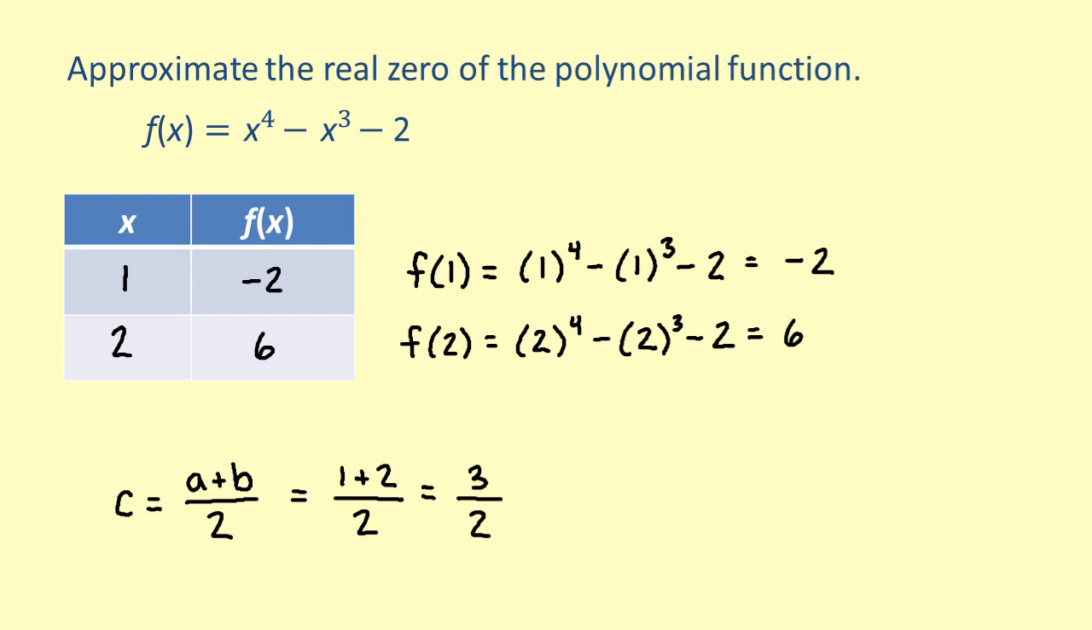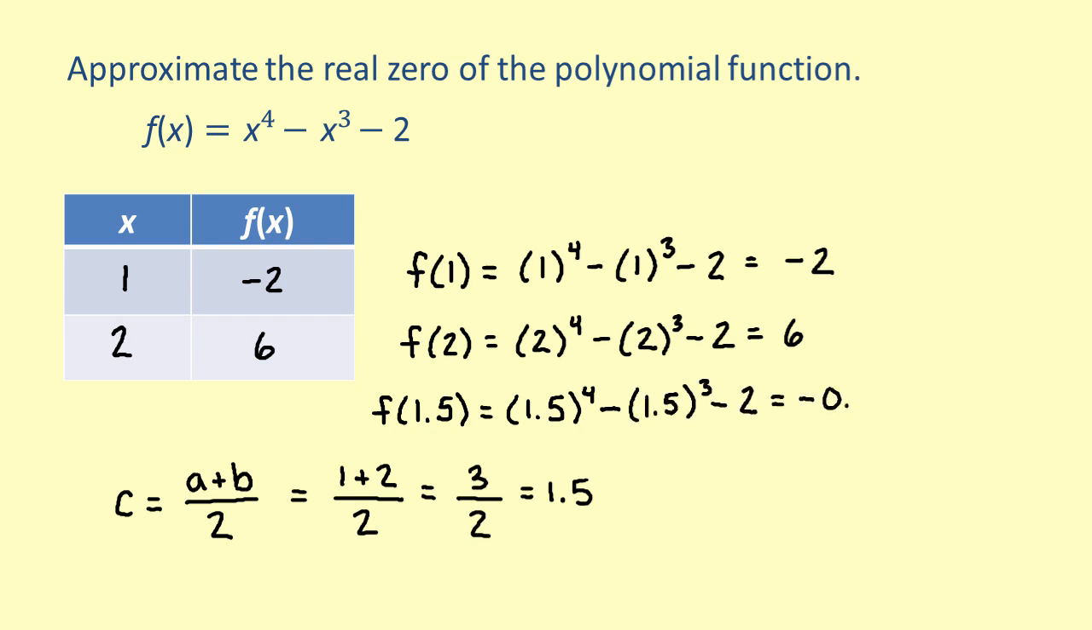This gives us a c value of 3/2 or 1.5, which means that we should now evaluate the polynomial function when x is 1.5. By evaluating the function when x is 1.5, we get f of 1.5 equals 1.5 to the fourth minus 1.5 cubed minus 2, which is equal to negative 0.3125. This function value is now significantly closer to 0, and recall that our goal is to find a value of x such that f of x is 0.